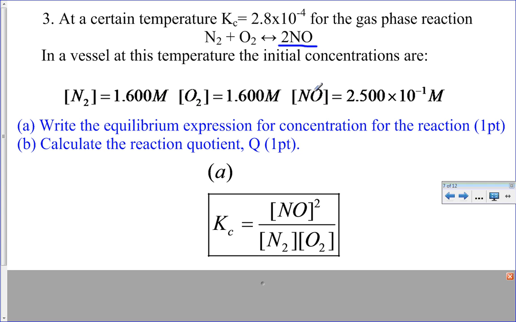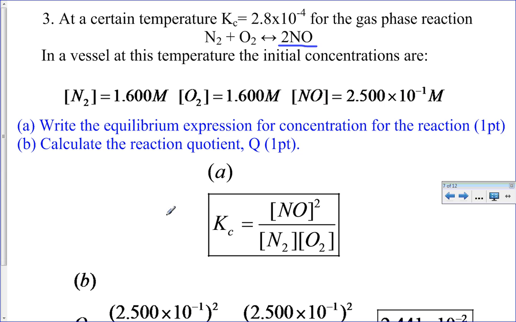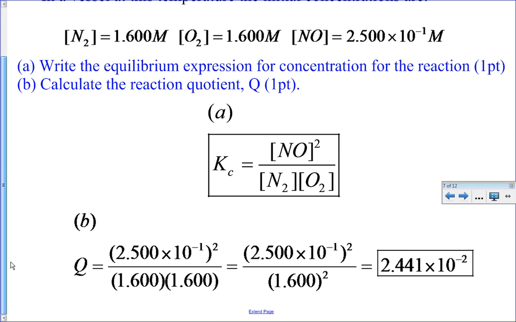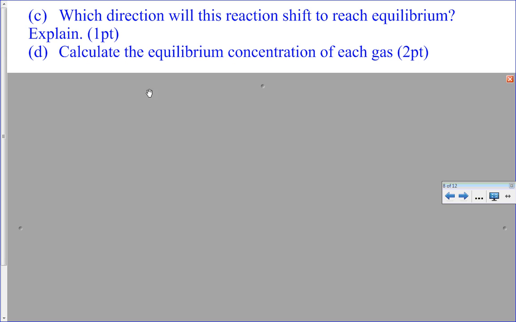Just keeping in mind that it's always products over reactants. Then we just have to plug in the numbers that were given to us to calculate Q. Okay. Once we know Q, we can answer the next question, which direction will it shift to reach equilibrium, and then explain. Once again, probably should be 2 points right here.